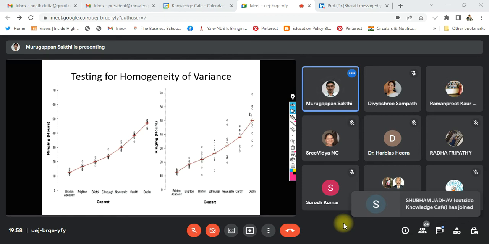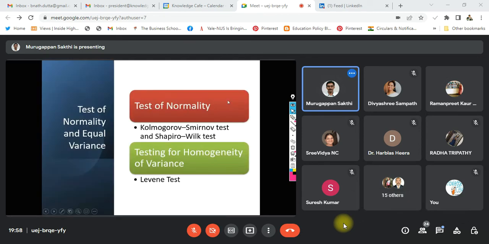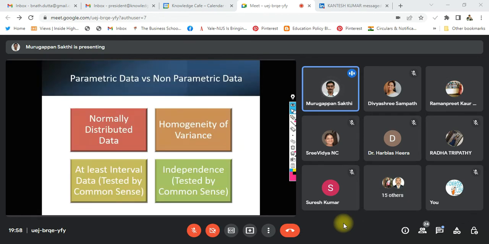Okay. So what are all the tests? Now, come on. Here, this one is what? Normally distributed. If the data set is distributed like this, it's normally distributed. Suppose it looks like this, it is not normally distributed. Homogeneity of variance: now I hope all of you have visualized it. It is interval data, at least interval data, preferably ratio data.